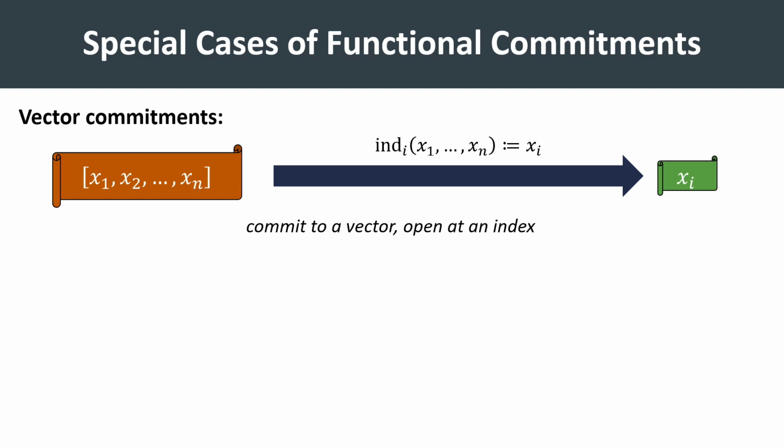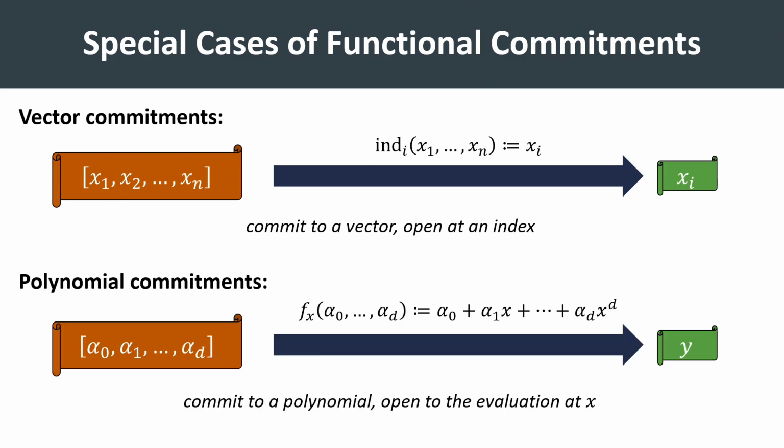So functional commitments actually capture many broad classes of functionalities, including many that you may have encountered before. For instance, it generalizes notions like vector commitments, where a user commits to a long vector and opens to a particular index within that vector. It generalizes notions like polynomial commitments, which corresponds to the special case where the user commits to a polynomial, say the coefficients, and opens to the evaluation of the polynomial at a particular point.